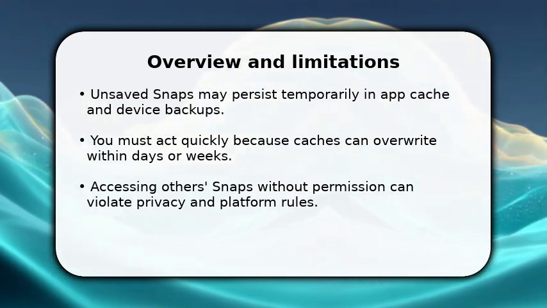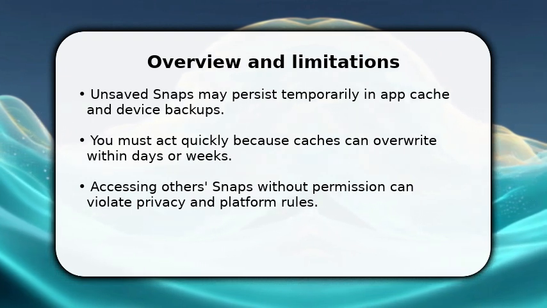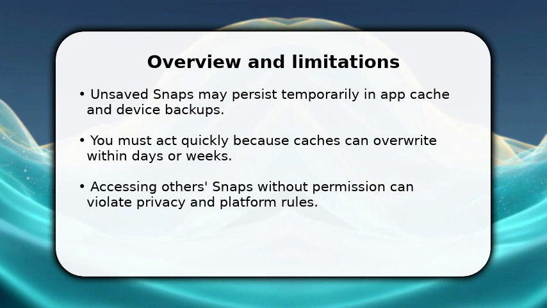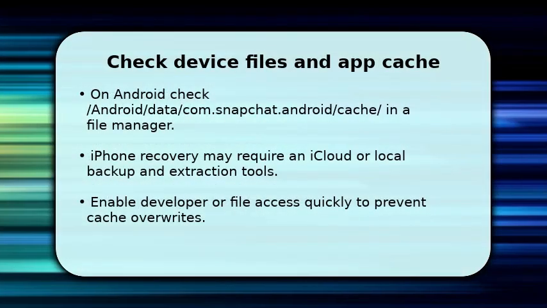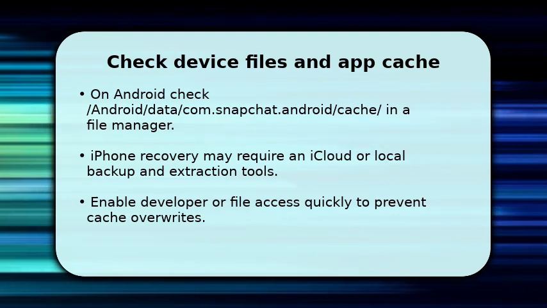On Android, use a file manager to open /android/data/com.snapchat.android/cache/. Look in the received image snaps and received video snaps folders for JPG or MP4 files. Copy any discovered files to another folder immediately to prevent overwriting.